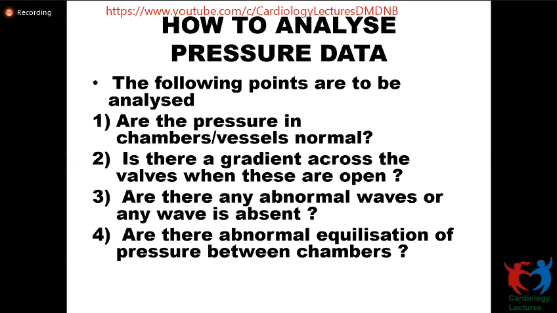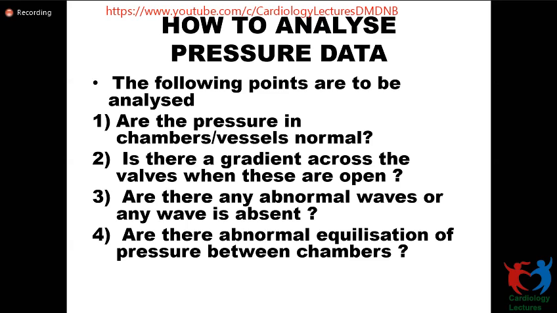Usually when there is a gradient, it can be explained by one, stenosis of the valve. Two, sometimes when there is a torrential flow across valves like the pulmonary valve or aortic valve, we can get a gradient. But then you have to evaluate the whole scenario to decide whether it is due to a stenotic lesion or due to a very turbulent or increased stroke volume.